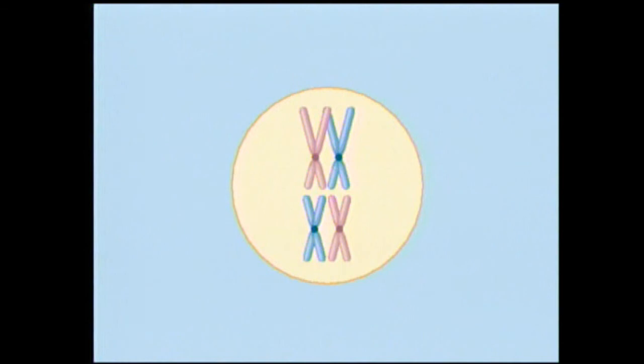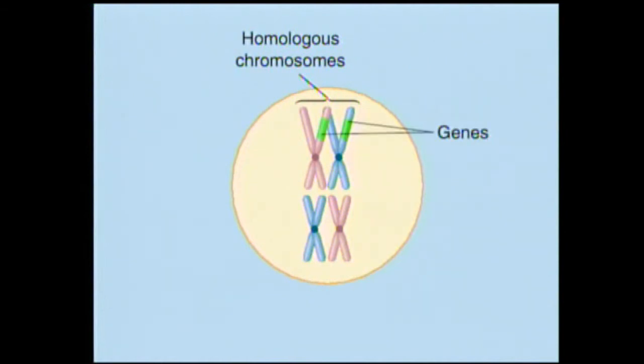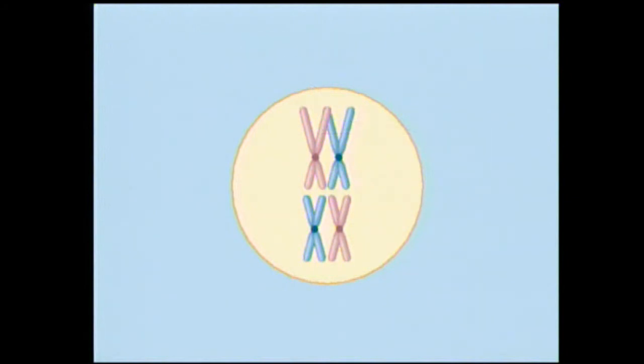The parent cell has 2 sets of chromosomes. One set of chromosomes came from the mother, here colored in red. The other set came from the father, here colored in blue. The matching pairs of chromosomes, one red and one blue, are called homologous chromosomes. Homologous chromosomes carry genes for the same traits and are the same size and shape. A cell that contains 2 complete sets of chromosomes is called a diploid cell.